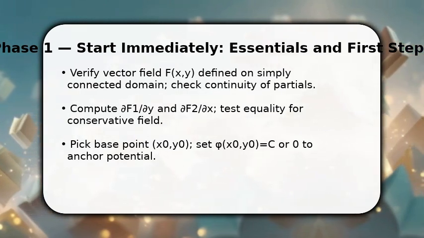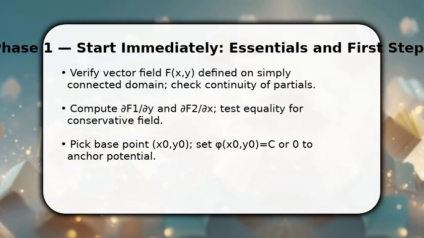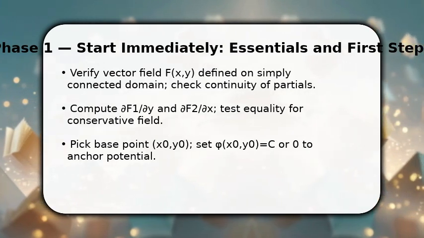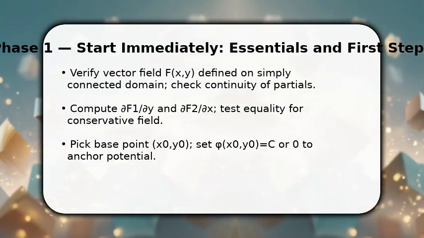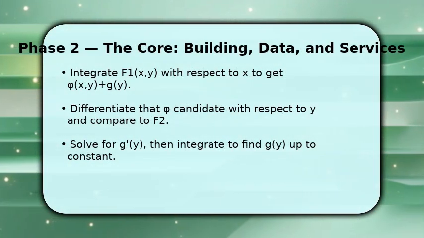Once that test passes, choose a convenient base point, often set φ(x0, y0) = 0, because you need an anchor for integration constants. From here, start integrating one component with respect to its variable. You now carry out the core calculation.